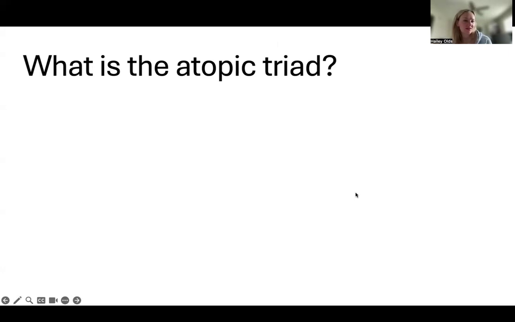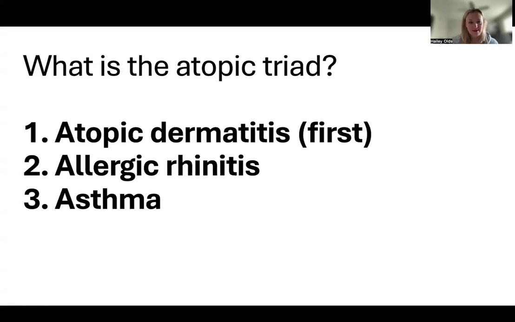So what is the atopic triad? What are the three classic things in this? So this is atopic dermatitis, allergic rhinitis, and asthma, and they tend to appear in this order. Sometimes food allergies are thrown in there too, but that's not technically a part of the classic triad.